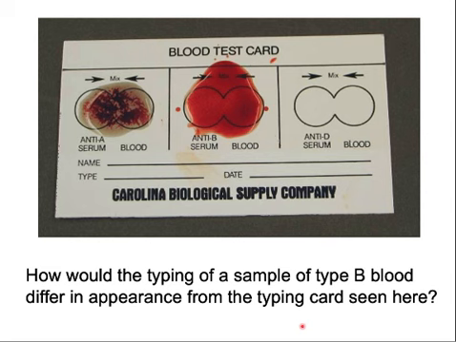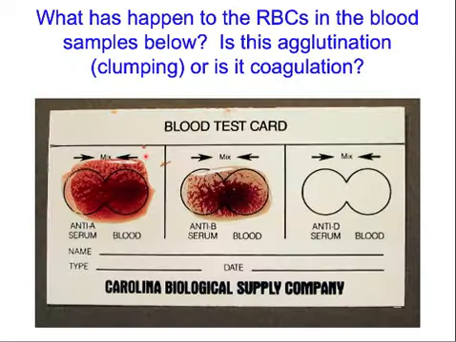Here we see the same card, and the question is, how would the typing of a sample of type B blood differ in appearance from the typing on the card here? And the way it would differ is that the agglutination would be in the B well here and not in the A well, okay? This is an example of agglutination, okay?